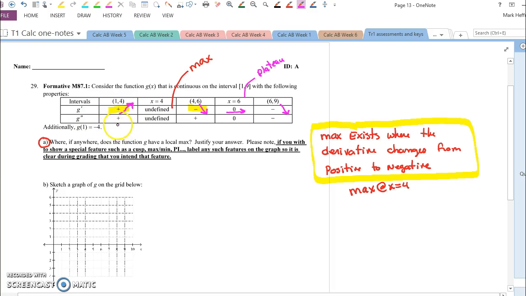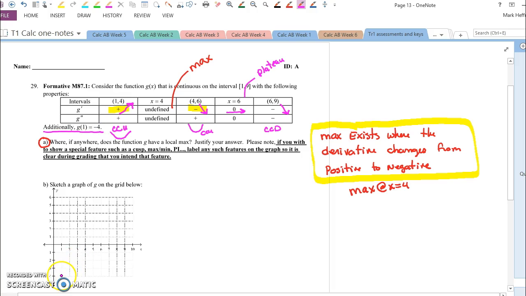Now let's look at the second derivative. A positive second derivative means I'm concave up, or my function must be shaped like this. Undefined, and more positive, so I'm still concave up. And then a zero and negative, meaning I go concave down. So now I can put everything together. Also, additionally, g of 1 equals negative 4.